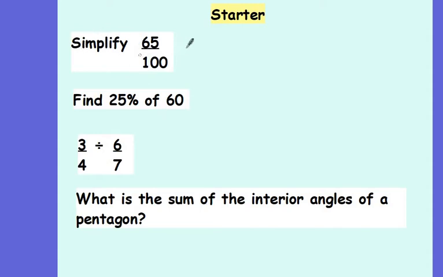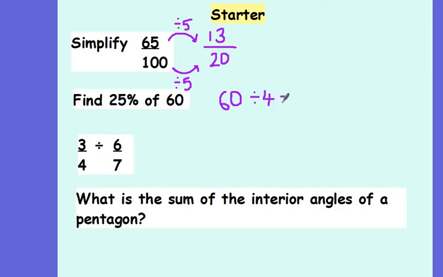Okie doke, let's go through the answers. The first question I asked you to simplify 65 over 100. To do this, I'm going to divide the top and bottom of my fraction by 5. This leaves me with 20 on the bottom and 13 on the top, so 13 over 20. For the second question, I asked you to find 25% of 60. What do I need to divide 60 by to find 25%, Adam? 4, brilliant. So dividing it by 4 gives me 15.